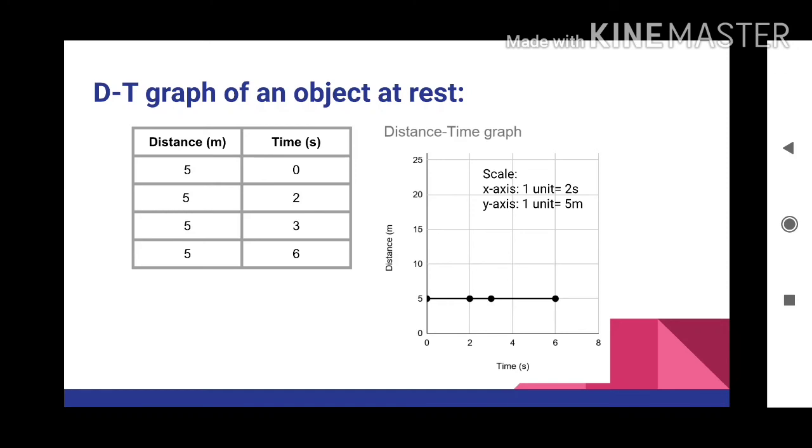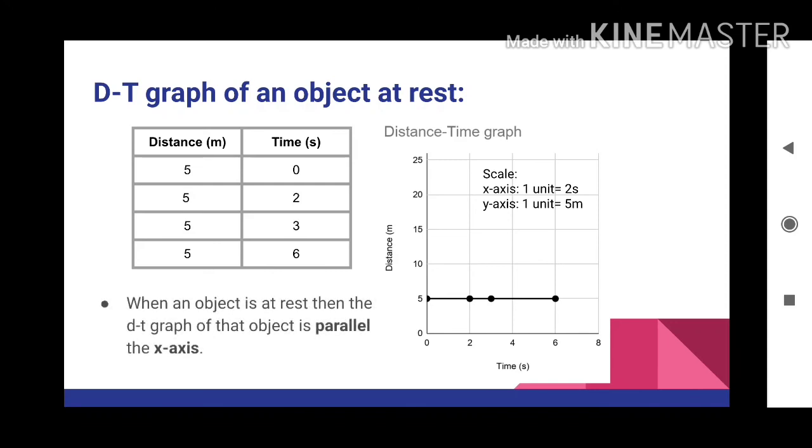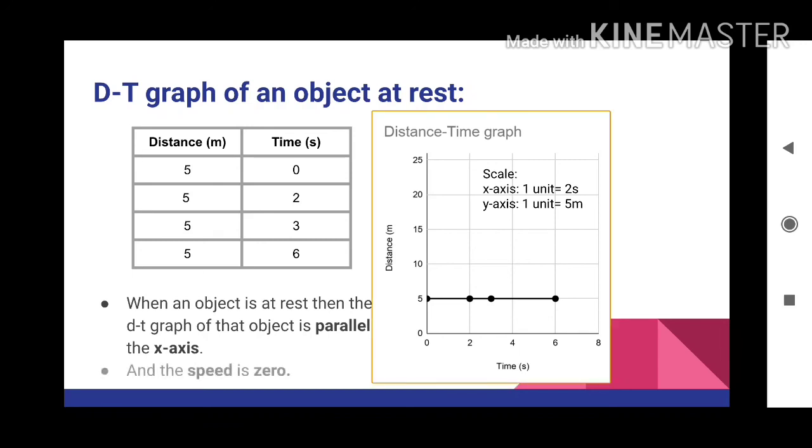You can see that it is parallel to the x-axis. There is neither increase nor decrease in the distance here. So when an object is at rest, the distance time graph of that object is parallel to the x-axis. Moreover, whenever an object is at rest, whenever it is not moving, the speed is obviously 0. So if you calculate the slope of this graph, the slope will be equal to 0.